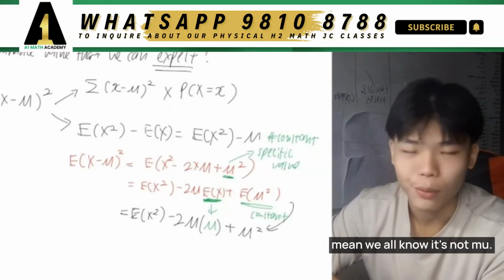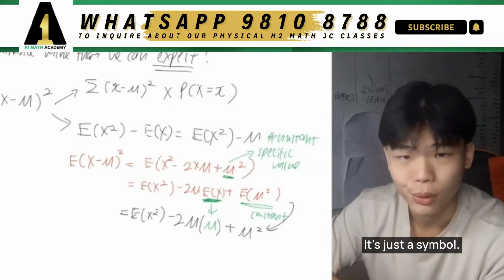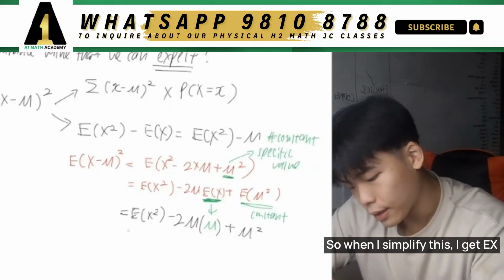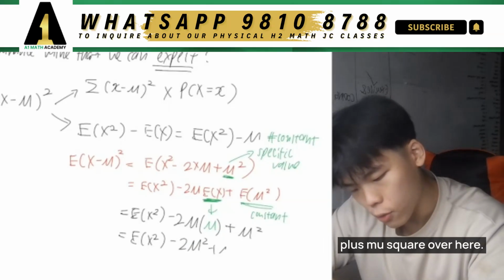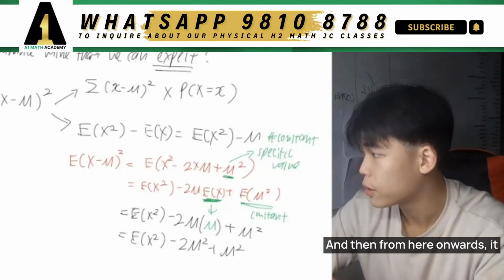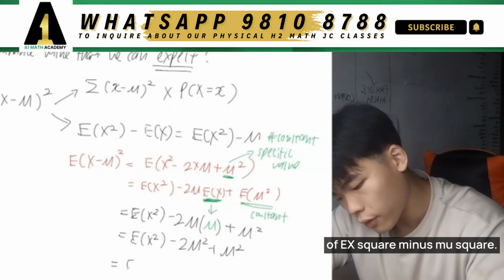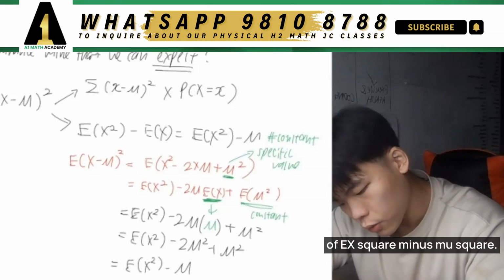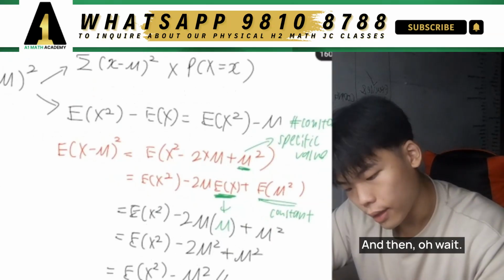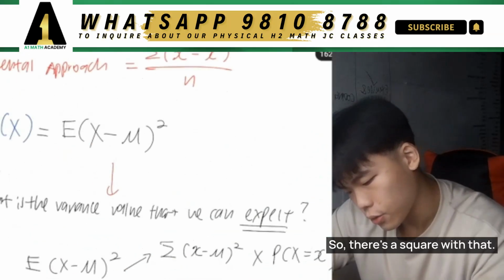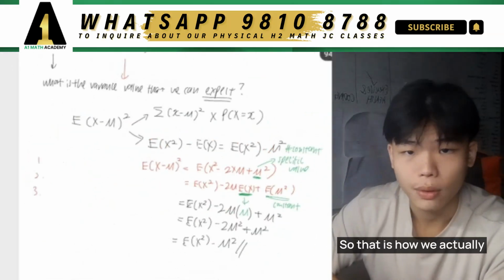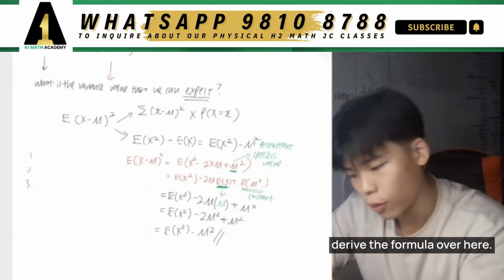I'm just saying u, but we all know it's not u, okay? It's just a symbol. It looks like a u. So when I simplify this, I get E of x squared minus 2u squared plus u squared over here, right? And from here onwards, it just gives us a very nice value of E of x squared minus u squared, and that's the final answer. Oh wait, apologies, over here I forgot to put the square. Yeah, so there's a square over there. So that is how we actually derive the formula over here.